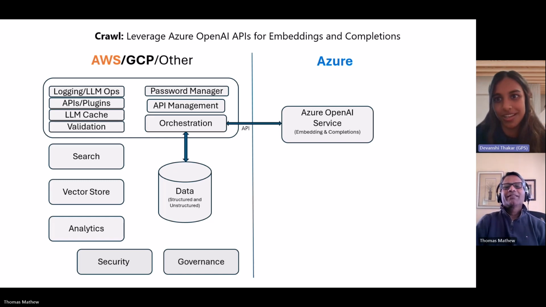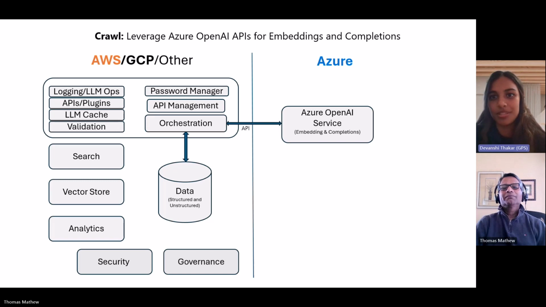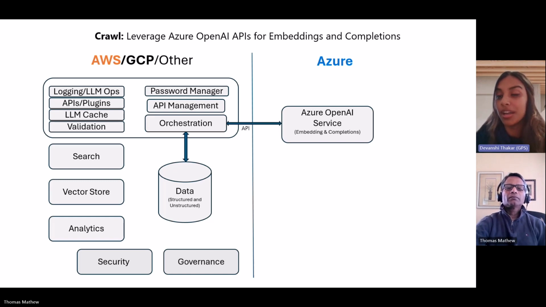So how do you get started? I'm going to walk through three main stages in this video: crawl, walk, and run, as Thomas mentioned. So let's say that the data that you have is stored in another cloud, whether that be AWS or GCP. In this crawl stage, you are just leveraging the Azure OpenAI service, which means that you're making the API call and using the API endpoint and the key. On the other cloud, then, you have to take care of having a search store, a vector store, and taking care of all the logging, orchestration, caching, and validation steps.